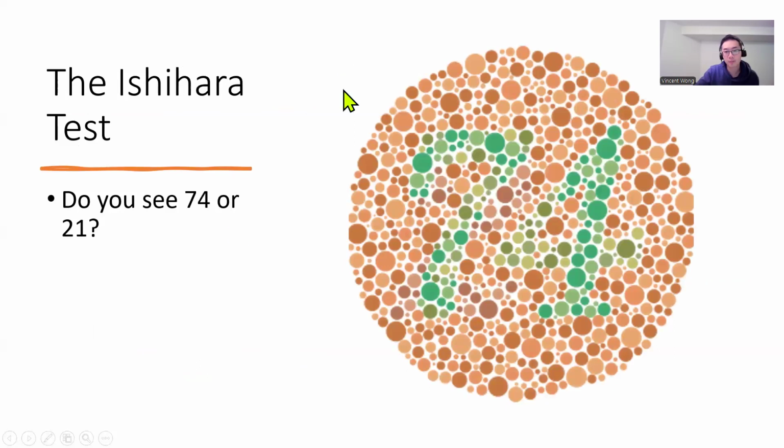What number do you guys see here? Do you see any number? You can tell me, you can type it out. What number do you see? Do you see 74 or do you see 21?